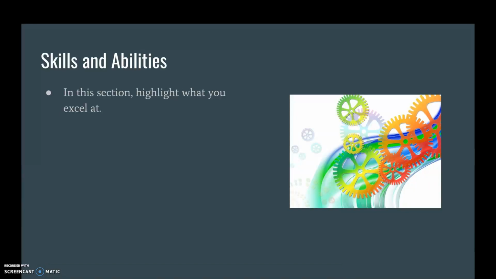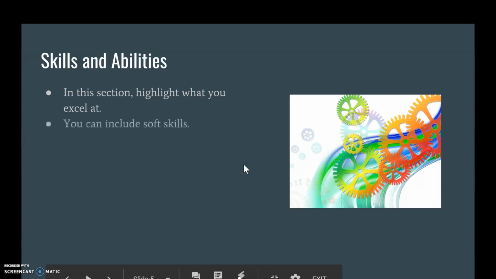The skills and abilities section of a resume is probably the most important part of a resume for a high school student. As a high school student, you might not have had the opportunity to work in the field that you will be applying for. If that's the case, then the skills and abilities section is where you're able to highlight what you are able to do that would be pertinent to the job that you are applying for.